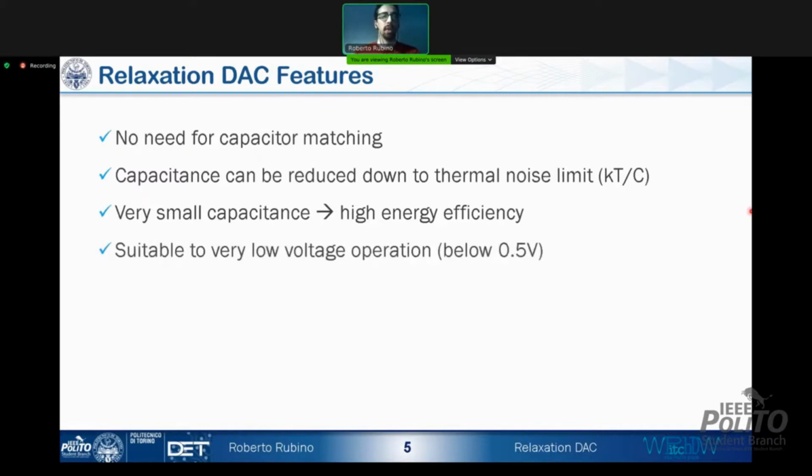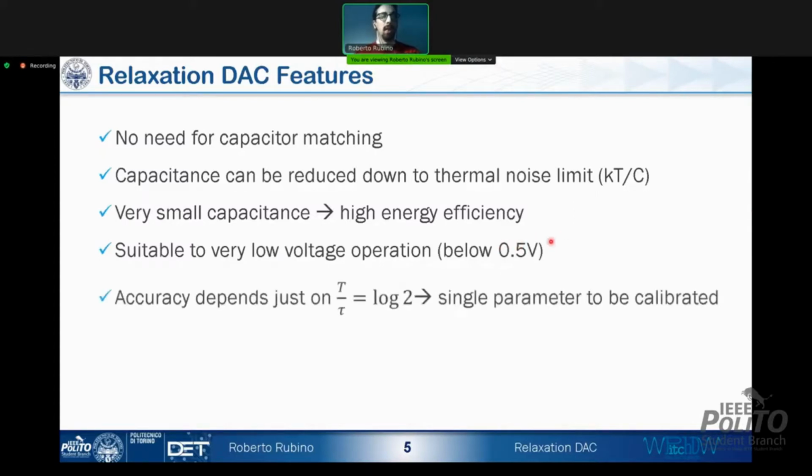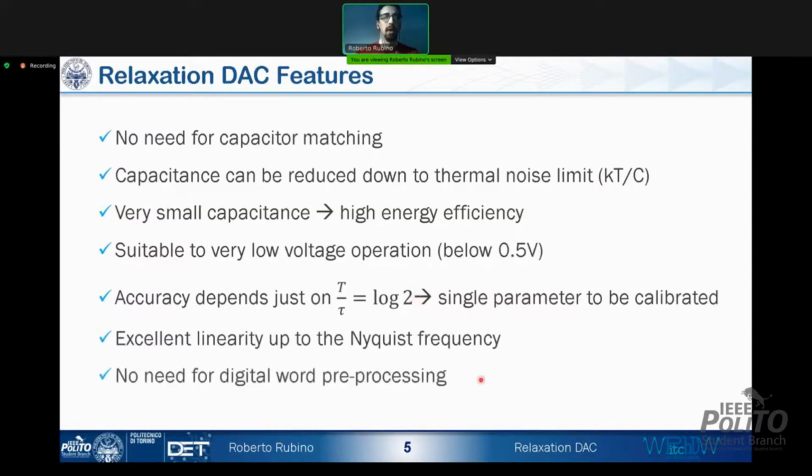Its simple structure makes it suitable for really low voltage operation, down and below 0.5 volts. And since accuracy just depends on a single parameter to be calibrated, we just have to meet this condition to have full resolution. It also has excellent linearity up to the Nyquist frequency, and there is no need for digital word preprocessing.